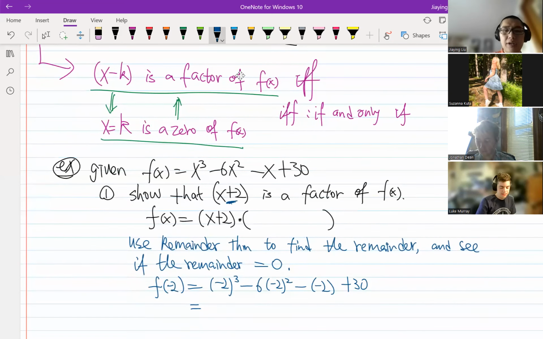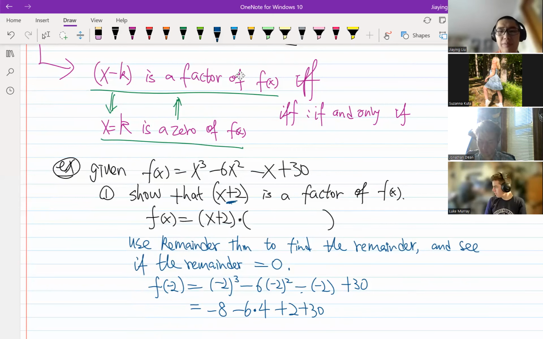So now we can calculate each. -2 cubed is -8, and then -6 times -2 squared, that's -6 times 4, minus -2 becomes +2, and a plus 30. And from here, we can actually just calculate everything, right? Because we get -8 minus 24 plus 2 plus 30, and it turns out that we get 0. That's a good thing, right?